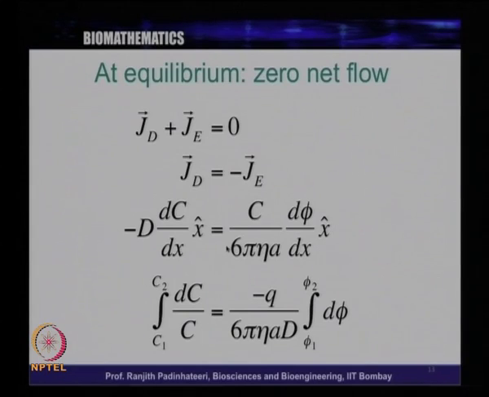Essentially what you have is dc by c is equal to minus q by 6 pi eta a d into the integral phi 1 to phi 2 d phi, and here c 1 to c 2 dc by c. So, you can integrate like this, and you essentially end up with this integral.